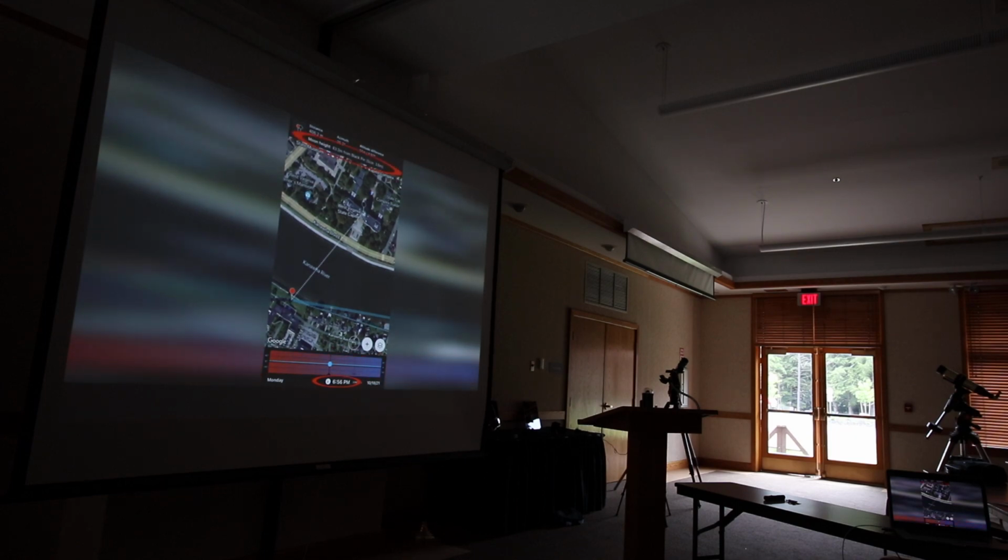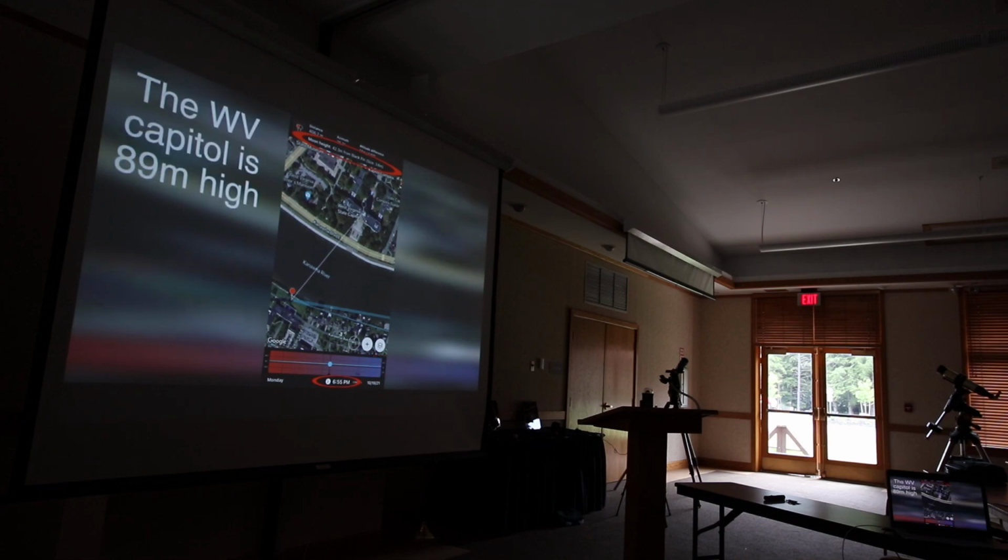So right here it's telling me the moon height at 6:55 is 42 meters, and that information is up here on the top. Now what I need to know is, well, how tall is the Capitol building? Because that black pin doesn't represent the top of the Capitol. The black pin represents the ground. Okay, so the West Virginia Capitol is 89 meters high.